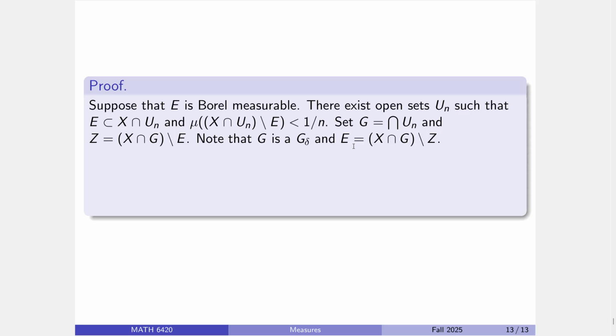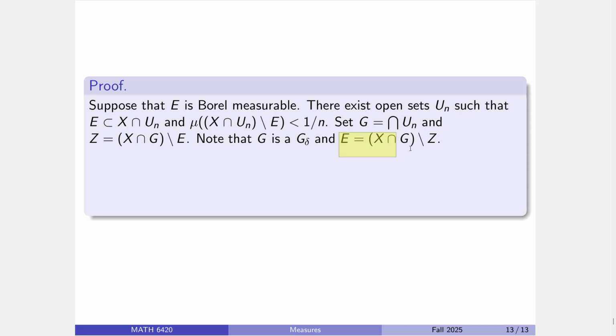So G is a G delta. Furthermore, note that E itself is this set minus that set, right? Because if you're in this set, you're either in E or you're not in E. If you're in E, then you're in E. But if you're not in E, then you're in Z here. So if you're not in Z, then you have to be in E.